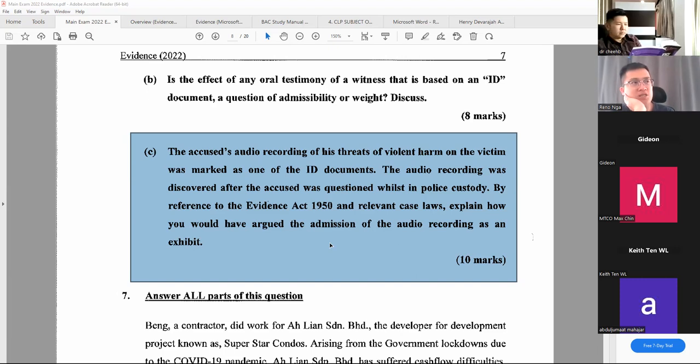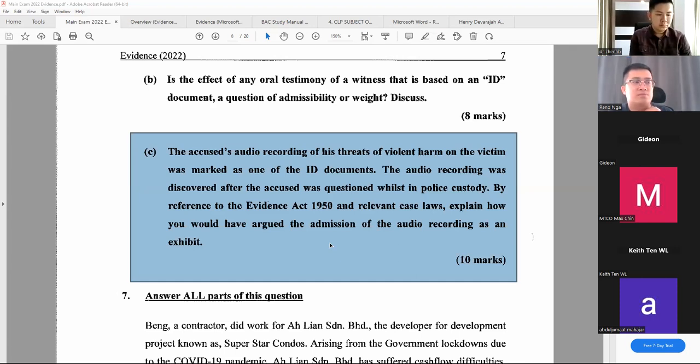Understand. Okay, I don't think it's Section 27. It's because now they are not saying the police oppressed or threatened the accused to make the statement. They are more like saying they got a recording of the accused threatening the victim. You can only mention Section 27 where the police use force on the witness, but on the facts, it's not. You get what I mean? Yes. So it's not 27.